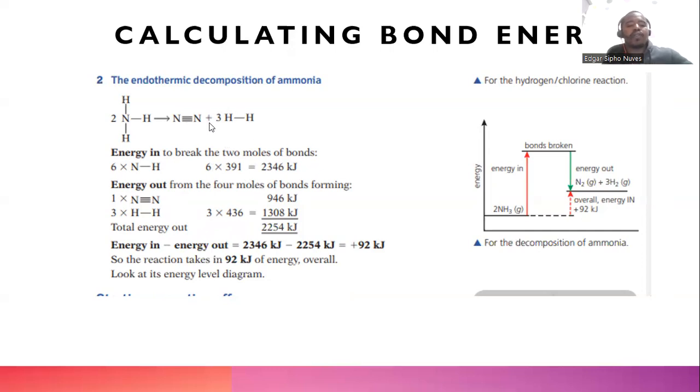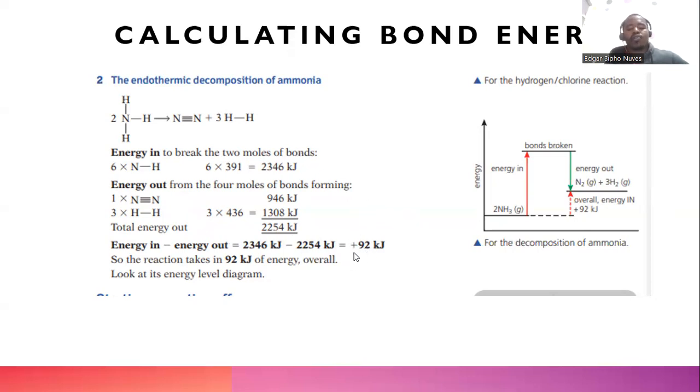And in the products, all of these bonds are formed, so energy is going to be released. We find the nitrogen triple bond energy value from a table, and we add the hydrogen single bond energy multiplied by 3, and then we get the total energy out. But remember, energy out is always negative. So then we combine the total energy in minus the total energy out, and we find the value to be 92 kilojoules.